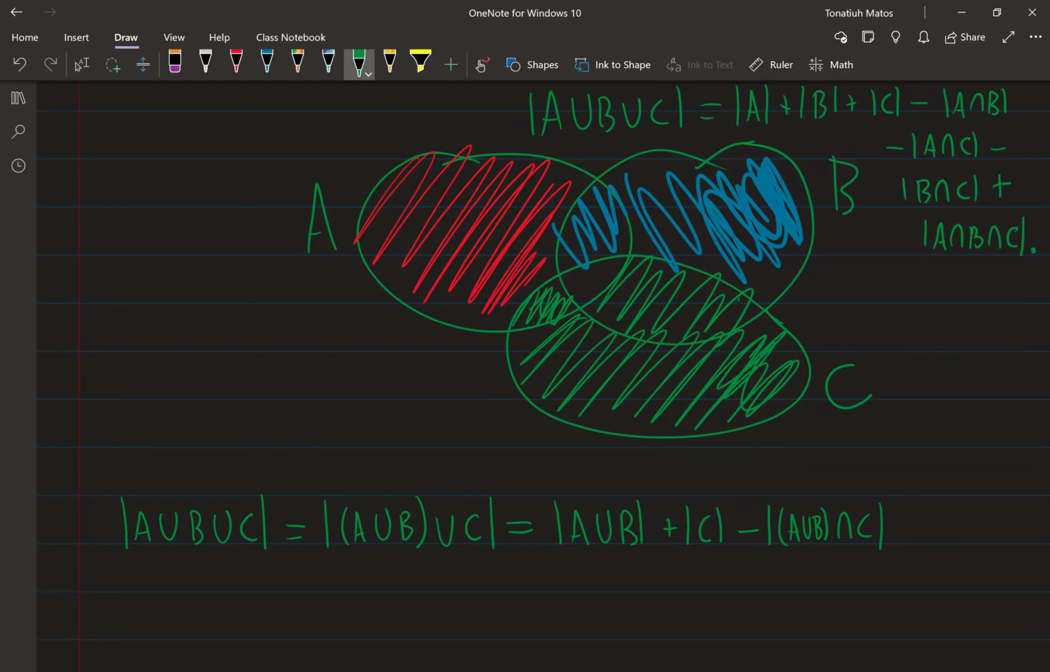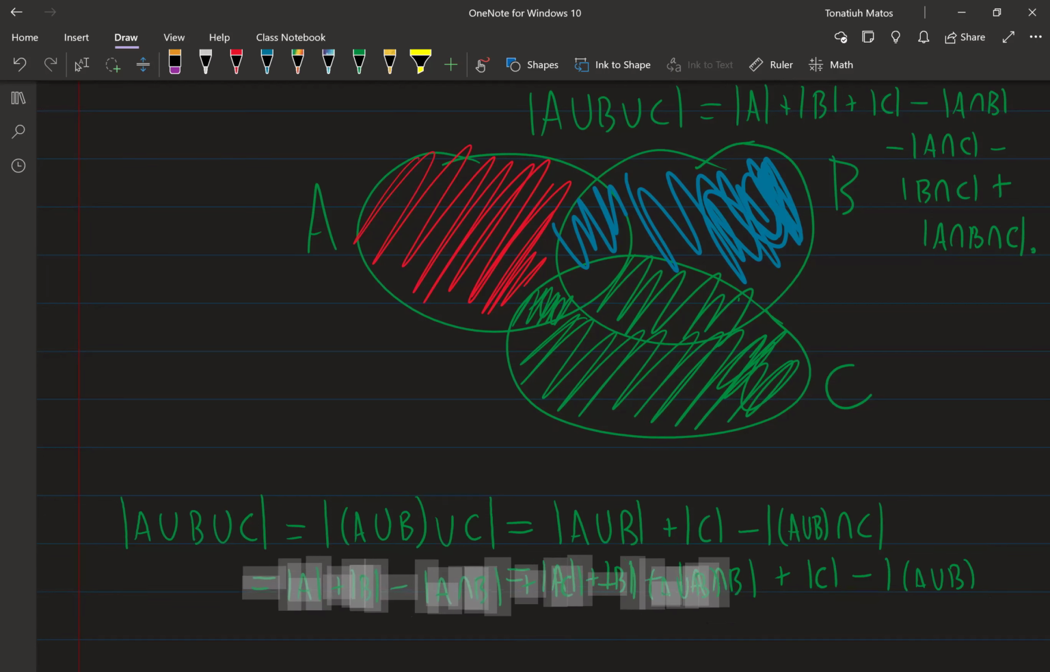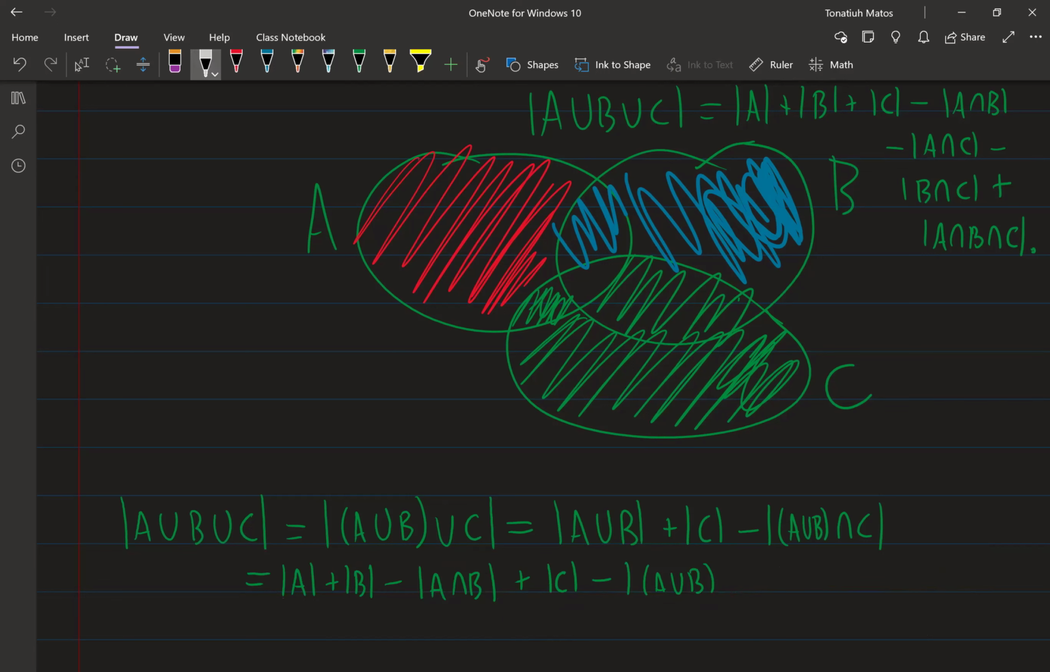So this is what the rule tells us to do. Now we can apply the same rule for two sets again for A union B, right? So this is A plus B minus the intersection of A and B, right? And let's not forget the other part, minus A union B intersection C. But what is A union B intersection C? That is something that is not that easy to calculate. It still has several unions and intersections. So maybe I can expand that out. And I just use distributive laws, right?